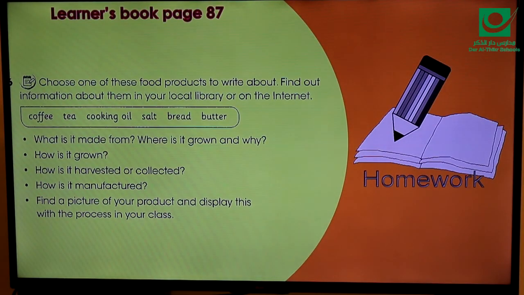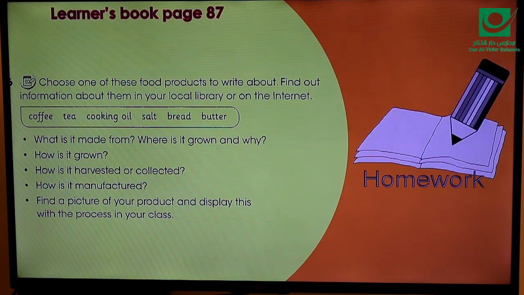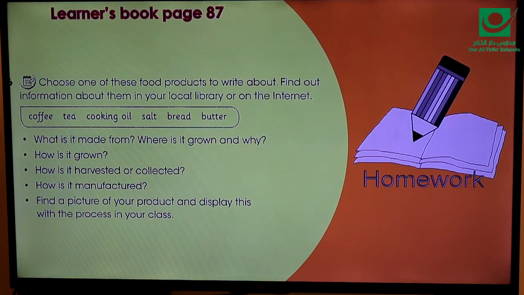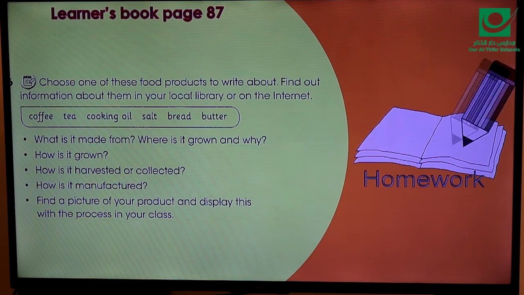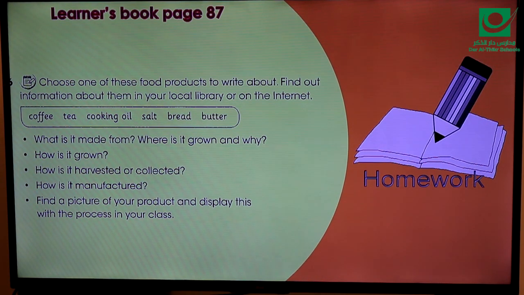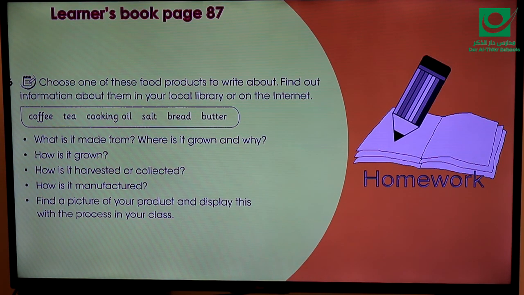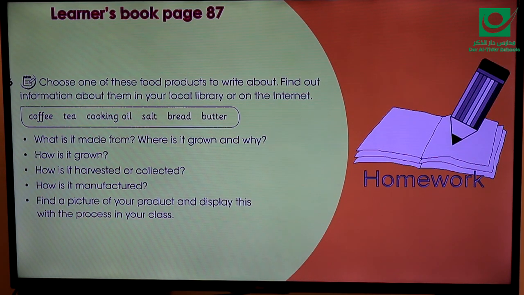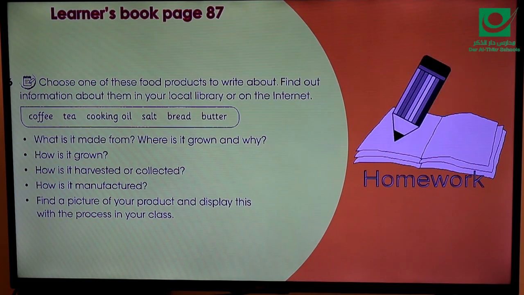Now let's go to your Learner's Book, page 87. This is our last activity. Choose one of these food products to write about. Find out information about them in your local library or on the internet. What is it made from? Where is it grown and why? How is it grown? How is it harvested or collected? How is it manufactured? Find a picture of your product and display this with the process in your class, or show it to one of your friends. This is for homework. Try to find it over the internet.